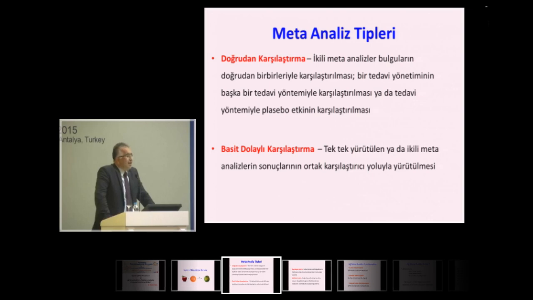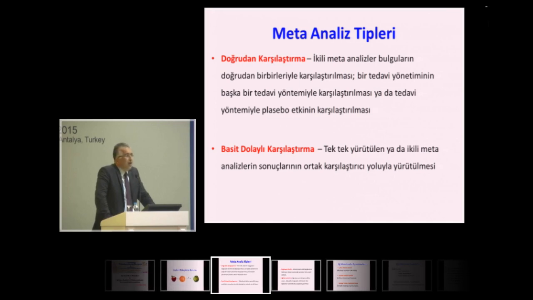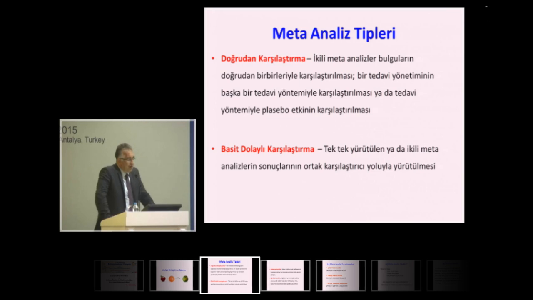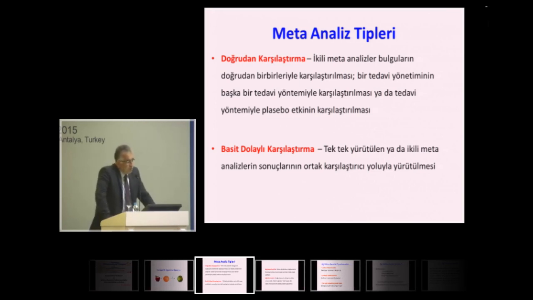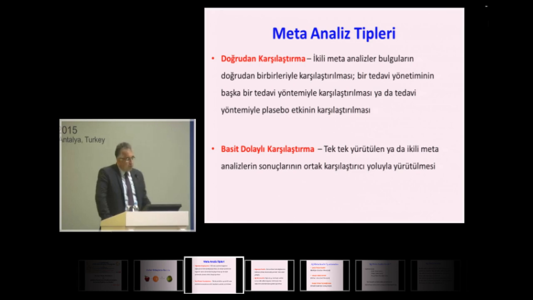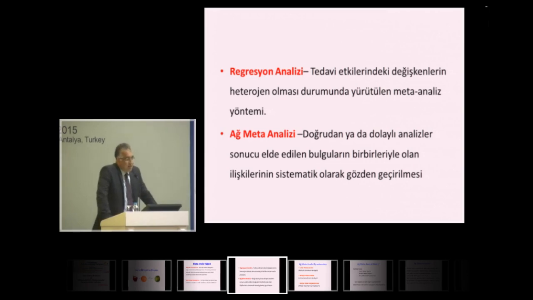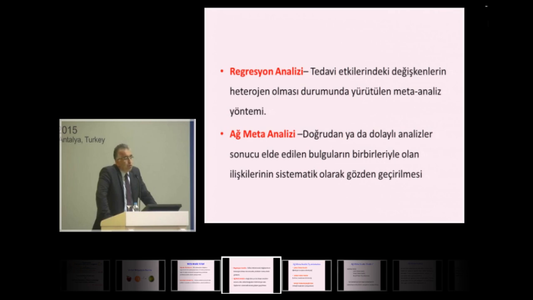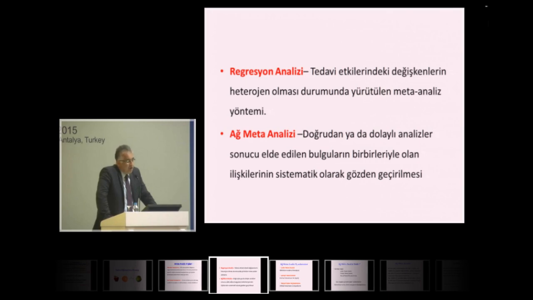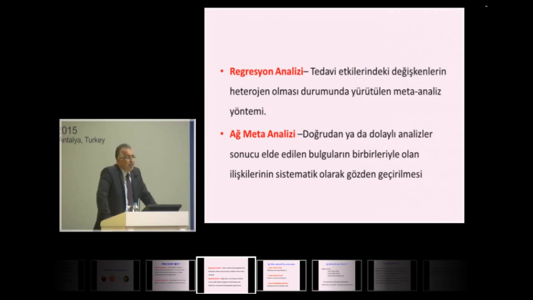In classical dual meta-analysis, yes, we make a comparison on the basis of the knowledge we have, and we compare it with a placebo or another efficacious method. And sometimes we do simple indirect comparison. So we take a common comparator and we compare the drug, for example, with that comparator. There are regression analyses as well. If the variables in the treatment effects are heterogeneous, then such regression analysis is carried out.